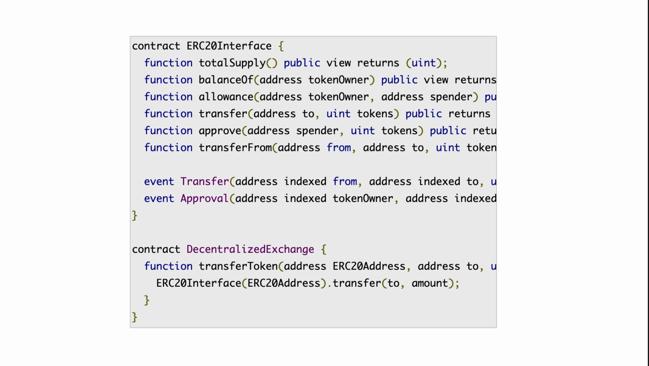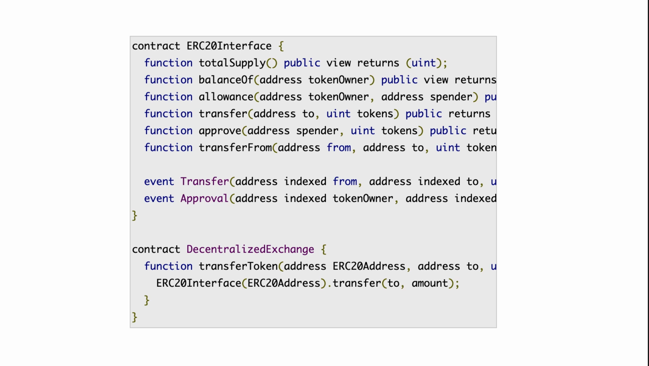So in your transfer token function in your decentralized exchange, first you need to instantiate a pointer to your ERC20 contract. You do this by using the interface that you just defined, and you pass to this interface the address of your ERC20 token. And after, you can call any function on this smart contract.